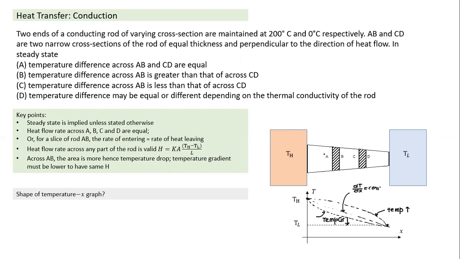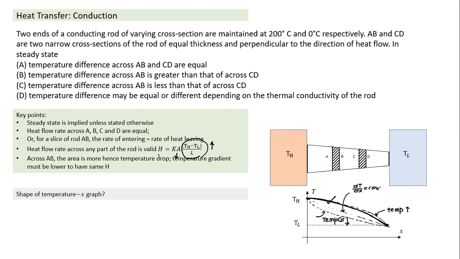So let's understand what is happening here. This term is the temperature gradient. Is the temperature gradient decreasing with x or increasing? With x, the area is decreasing, hence the temperature gradient must increase. The slope of the curve must increase. Which slope is increasing? This slope is increasing. So this has to be the shape of the temperature versus x curve. This is the right shape.